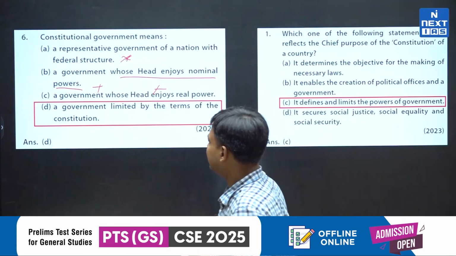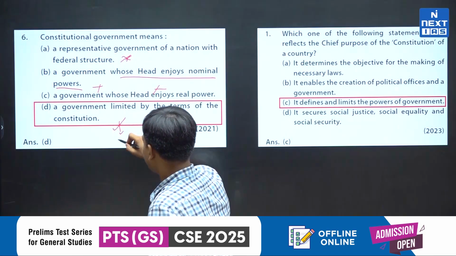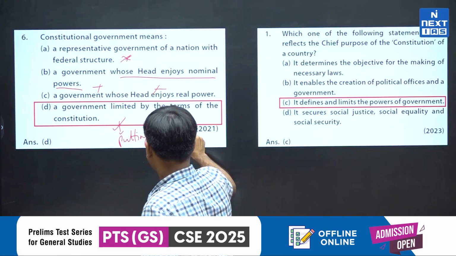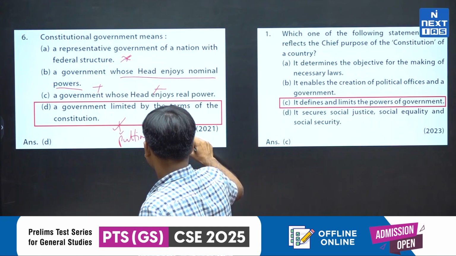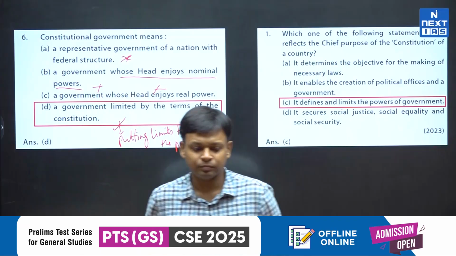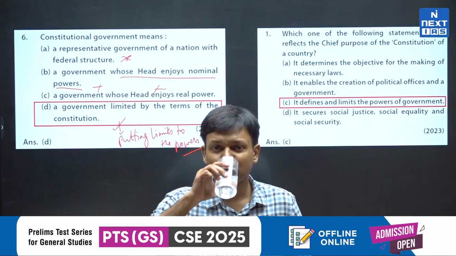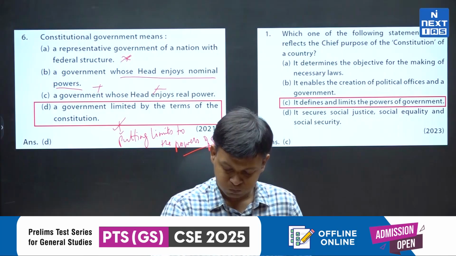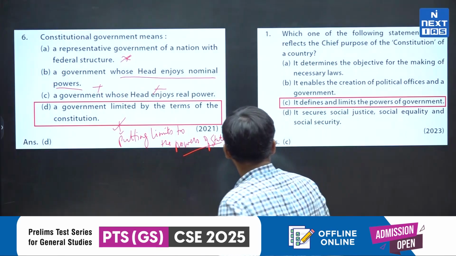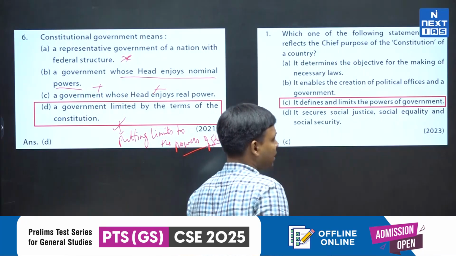So last statement, a government limited by the terms of the constitution. So again this is doing what? Putting limits to the powers of the state. So this was 2021. Now let us look at last year's question, 2023.